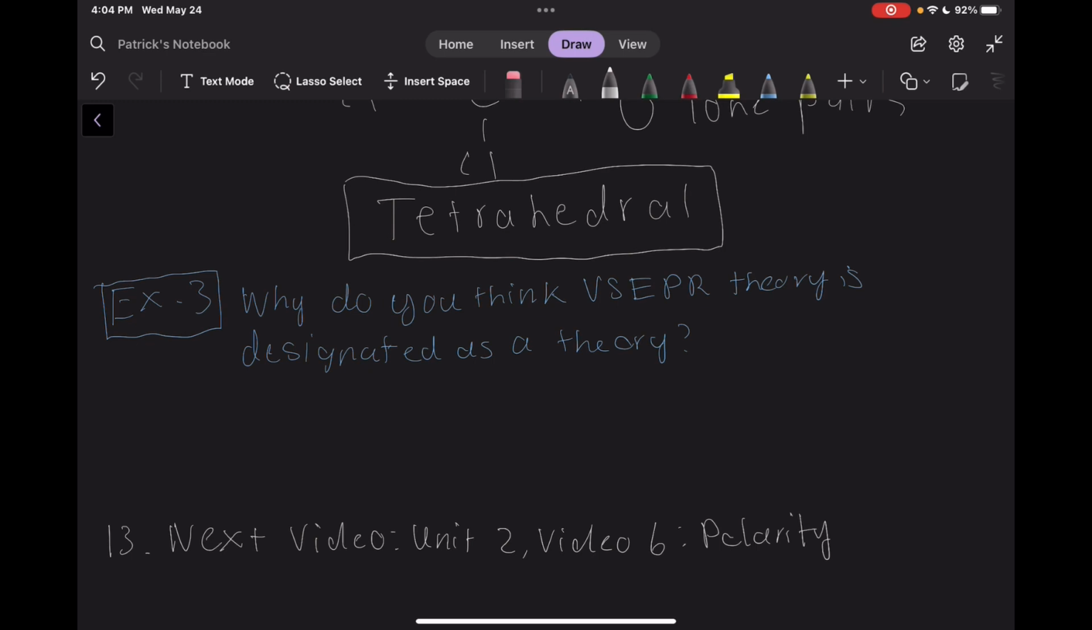This last example is a bit more conceptual. Example 3 asks, why do you think VSEPR theory is designated as a theory? We don't have to think too hard about this one. Remember, VSEPR theory is founded on a single major assumption. It assumes that a molecule's geometry is determined by the repulsion between electron pairs.